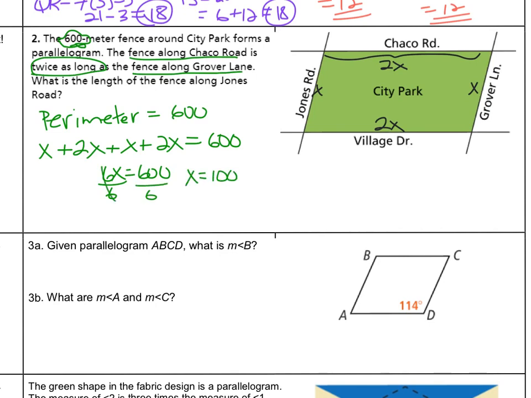x equals 100. Now we're asked to find the length of Jones Road, and that's what x is. x is the length of Jones Road. What that means then is that Jones Road is 100, but then our label is meters, since the entire perimeter was measured in meters in the directions.